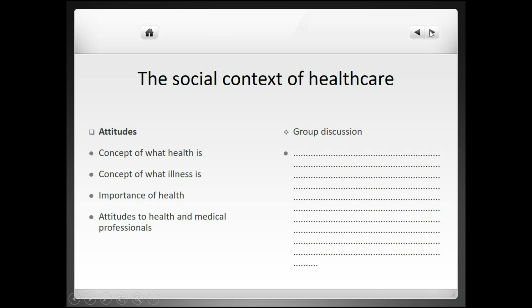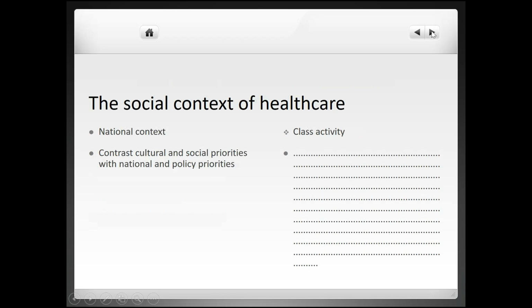Right, let's look at the next slide. We'll finish very soon. It won't take much of our time today. We have got the national context of health. And then we'll try and contrast cultural and social priorities with national and policy priorities.